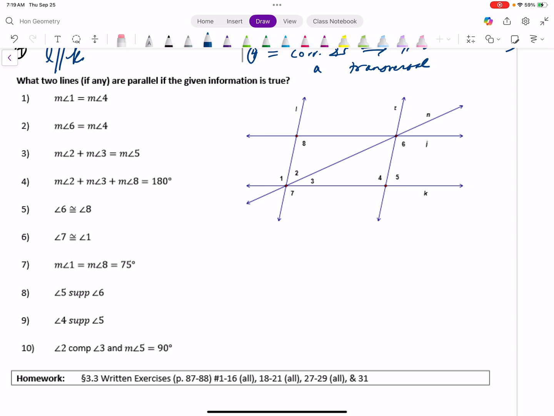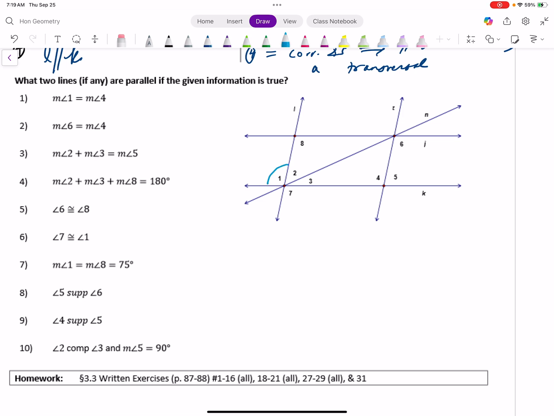All right. What two lines, if any, are parallel if the given information is true? All right, so if we know that the measure of angle 1 is equal to the measure of angle 4, well, those measures being the same makes those angles congruent. So you're always looking for two lines in a transversal to create those angles. So if those are congruent corresponding angles, that means line L has to be parallel to line T. All right, so what I would do if I were you, I would stop the video and try all these, and then turn the video back on and just make sure that you have the right answers.